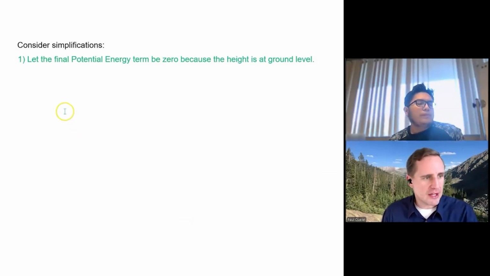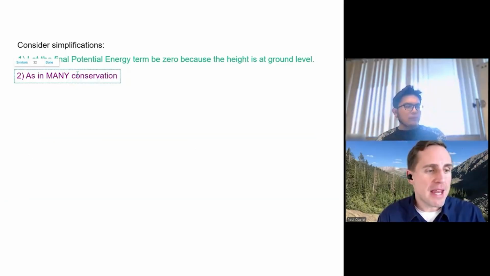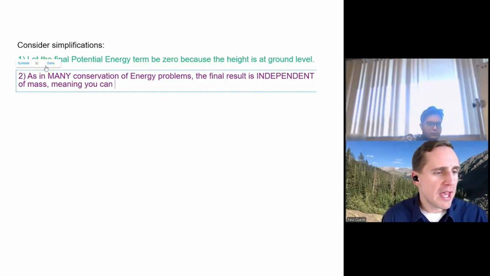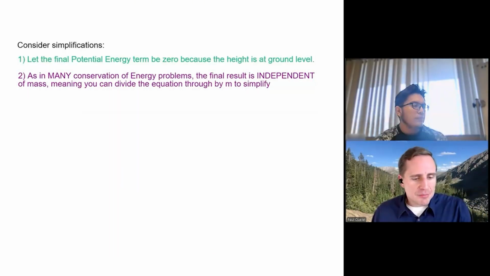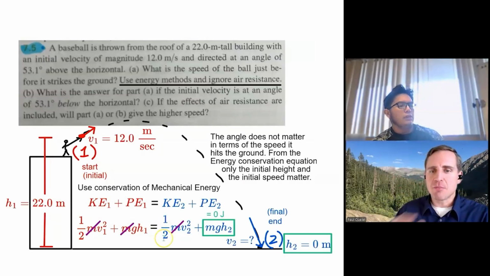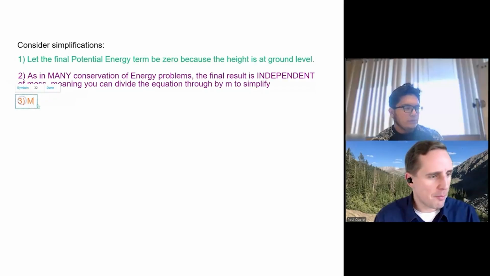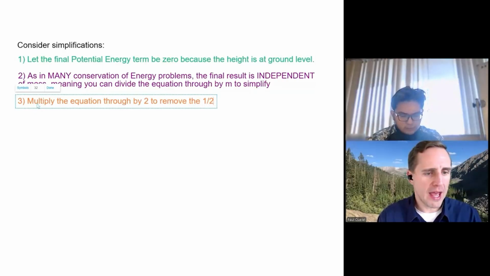Let's do another simplification. Since mass is in all of the terms, can we divide the whole equation by mass? Yes, and check this out. They all cancel. As in many conservation of energy problems, the final result is independent of mass, so you can divide the equation through by m to simplify. Now, the last simplification is not as obvious. How do I get rid of these 1/2s? I just need to multiply the equation by 2. So the last simplification is to multiply the equation through by 2 to remove the 1/2 fractions.